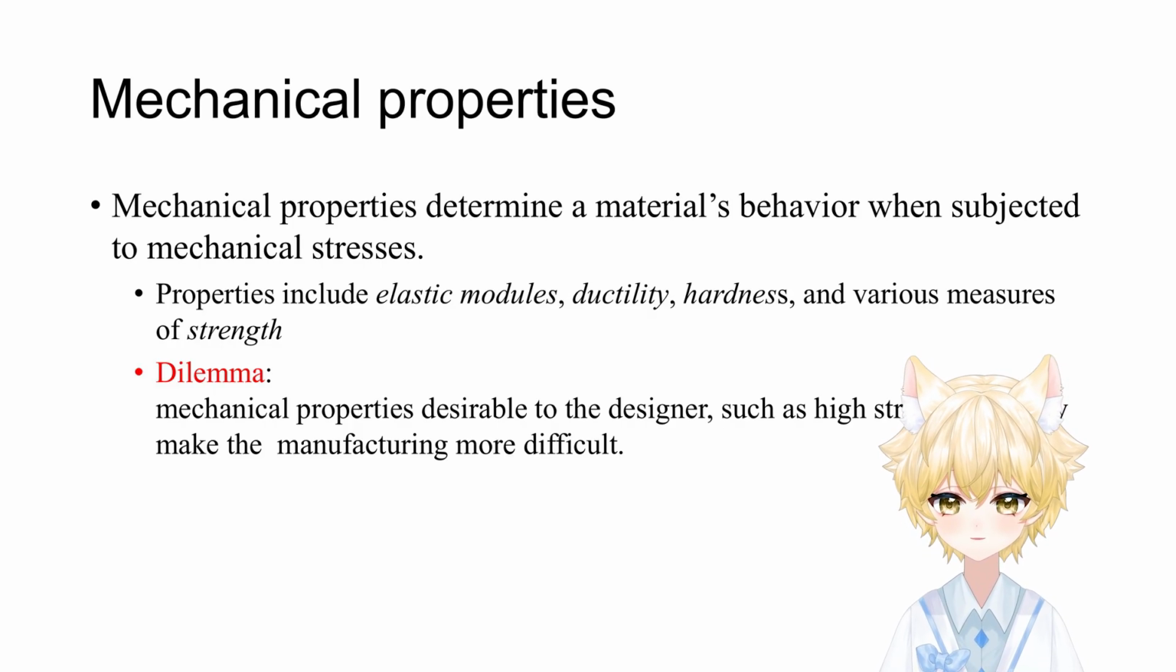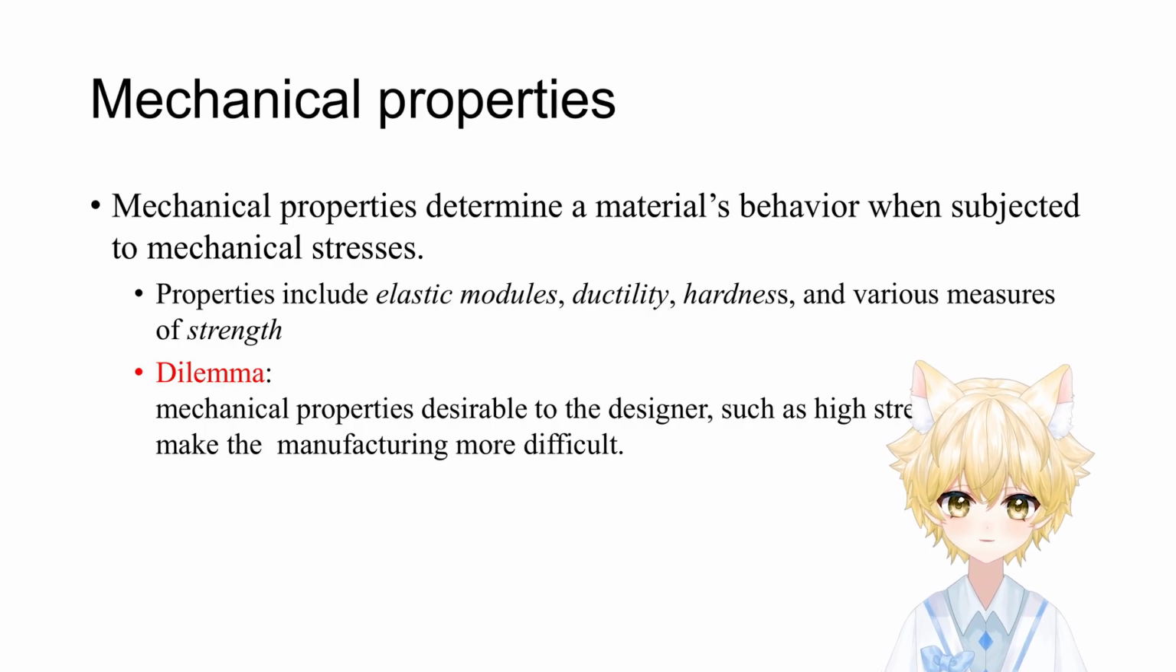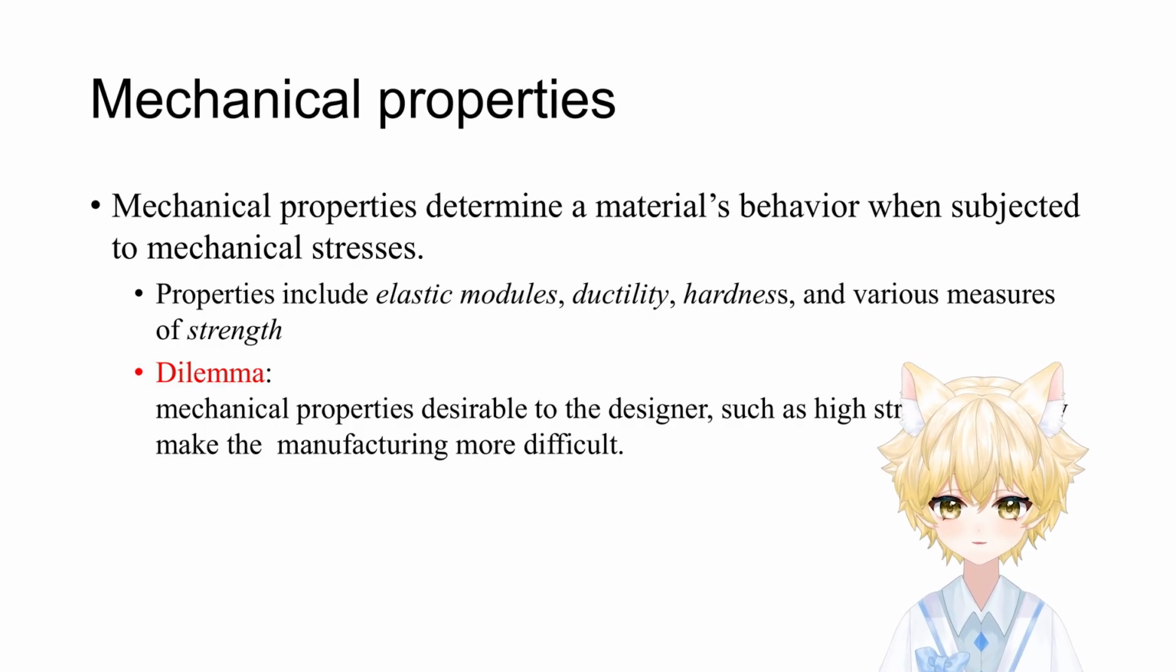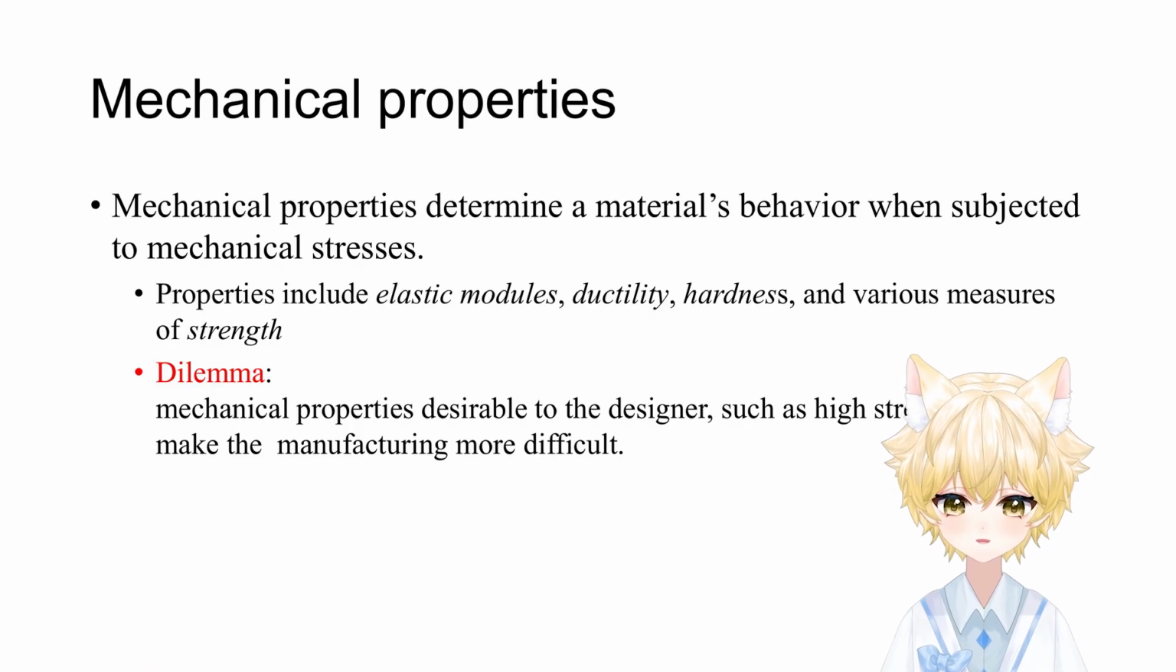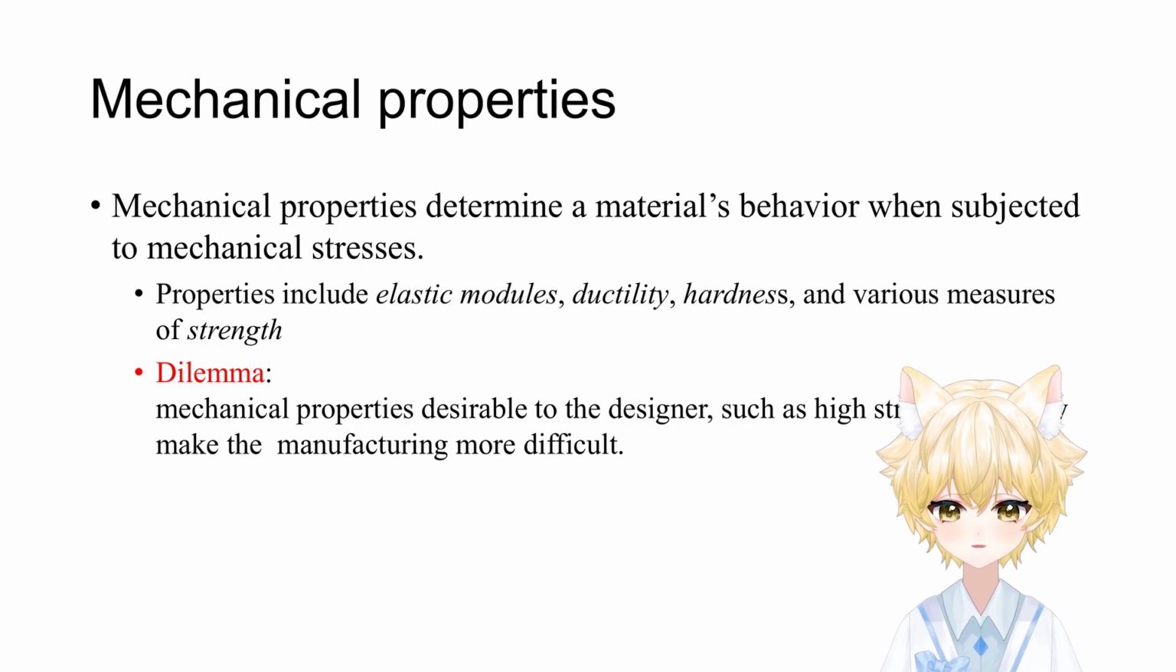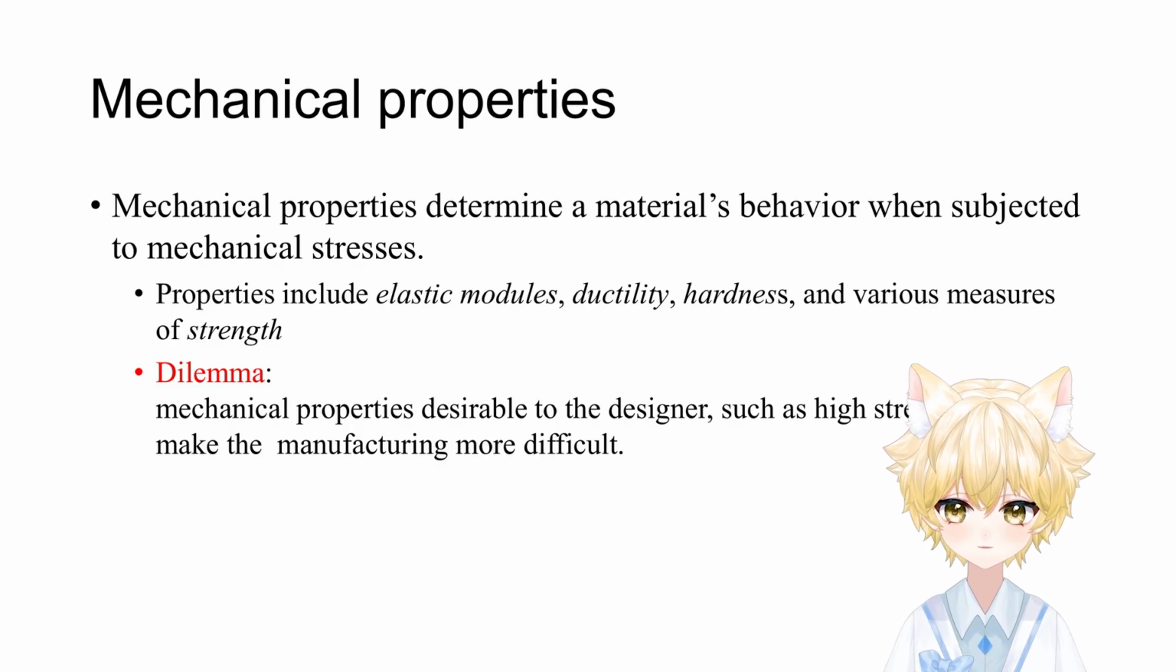From a design perspective, we want materials that are strong, stiff, and reliable. From a manufacturing perspective, we want materials that are easy to process, easy to shape, and cost-effective. Engineering materials are therefore chosen not by maximizing a single property, but by balancing multiple requirements.